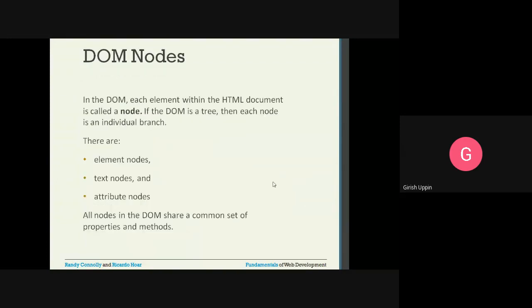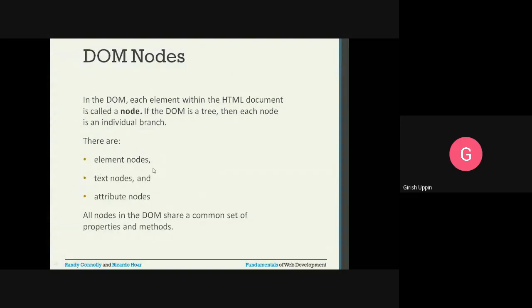And there are different types of nodes. In the DOM, each element within the HTML document is called a node. So whatever elements are present inside the DOM, those are called nodes. If the DOM is a tree, then each node is an individual branch. What kinds of nodes do we have?